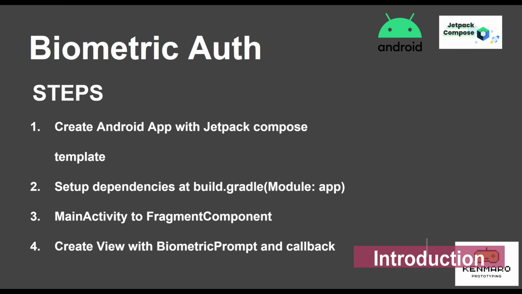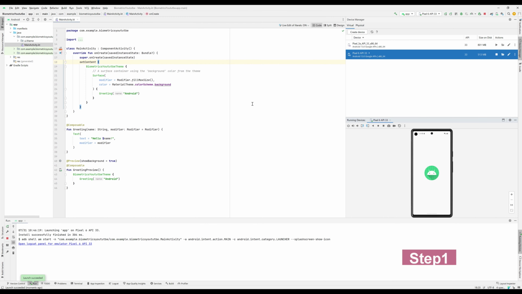Implementation steps are as follows. 1. Create Android app with Jetpack Compose template. 2. Set up dependencies at build.gradle module app. 3. Main activity to fragment component. 4. Create view with biometric prompt and callback. So let's get started. Step 1.